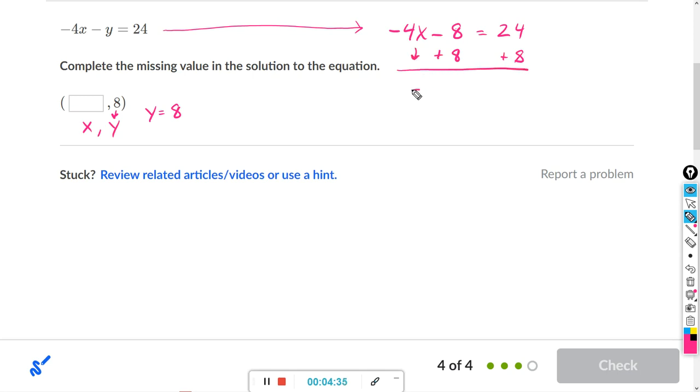Bring down the negative 4x. Negative 8 plus 8 cancels. Bring down your equal sign. And 24 plus 8 is 32. Okay, we have x times negative 4. The opposite of times negative 4 is divided by negative 4. Do the same thing to both sides. Negative 4 over negative 4 cancels, and 32 divided by negative 4 is negative 8. Enter this number in the box.